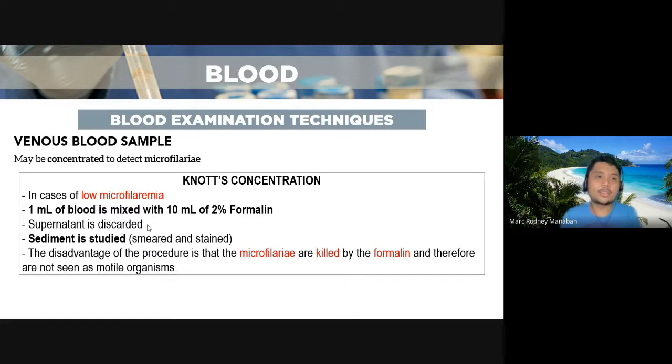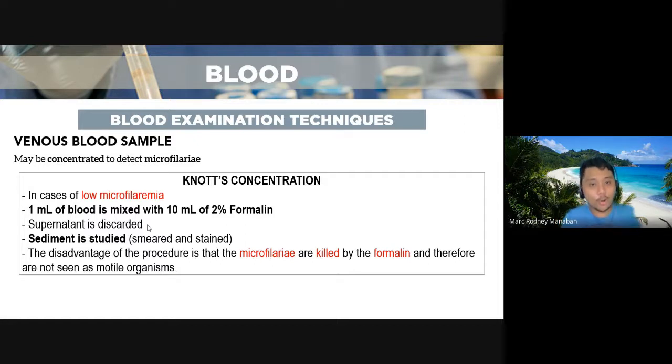Okay? Alright. So since this is a concentration technique, we examine the sediment. So we make a smear and then we stain. Supernatant is discarded. But the disadvantage is since we're using formalin, which serves as a fixative, it kills the larvae, the microfilarial worms. Hence, we cannot see it moving. You cannot see it moving. Okay? So this is your Knott's concentration technique.